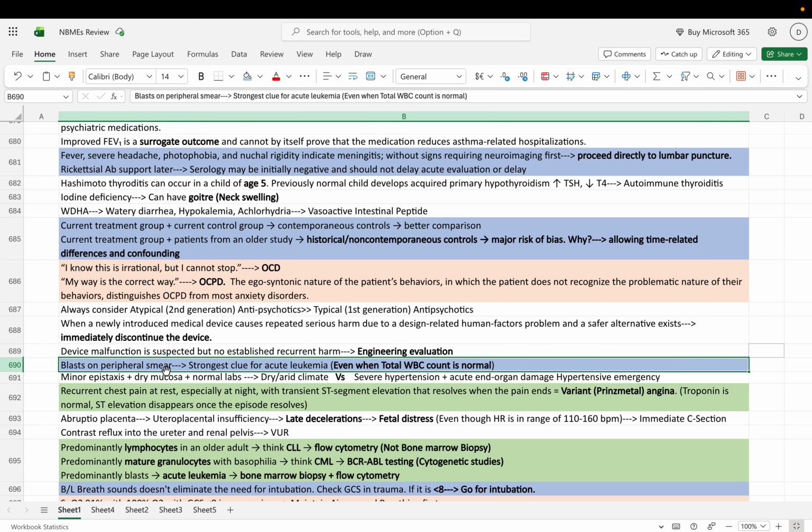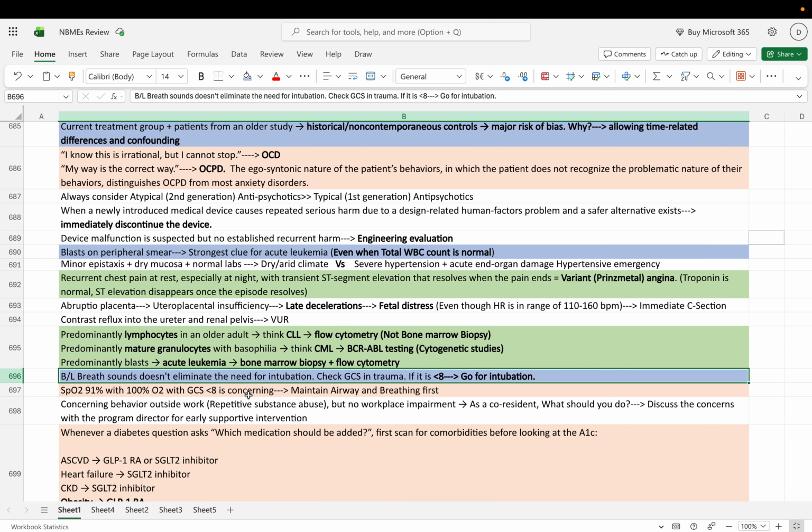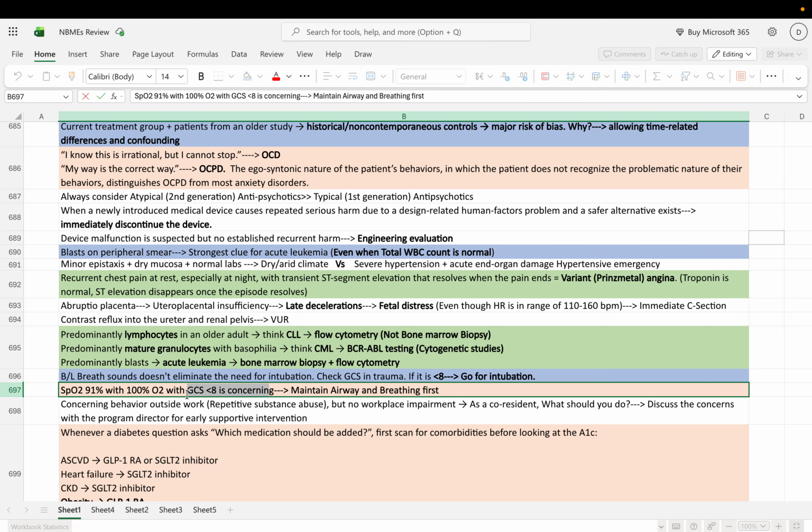If you see blasts on a peripheral smear, this classically indicates acute leukemia; try to differentiate it from Gaucher disease. Bilateral breath sounds don't eliminate the need for intubation. Check GCS in trauma. If it is less than 8, go for intubation. SpO2 of 91 with 100% oxygen and GCS less than 8 is also concerning. Maintain airway and breathing first.